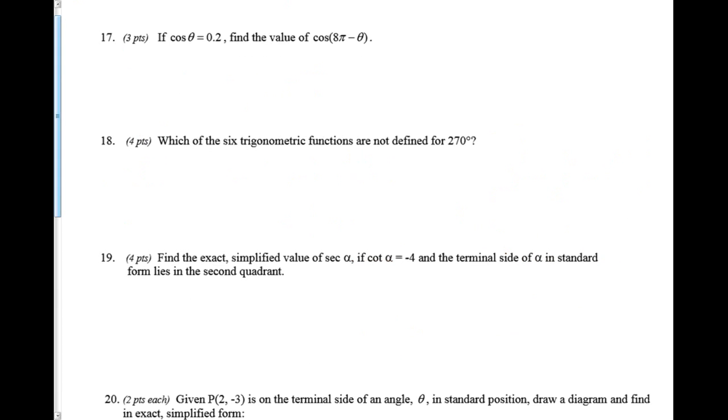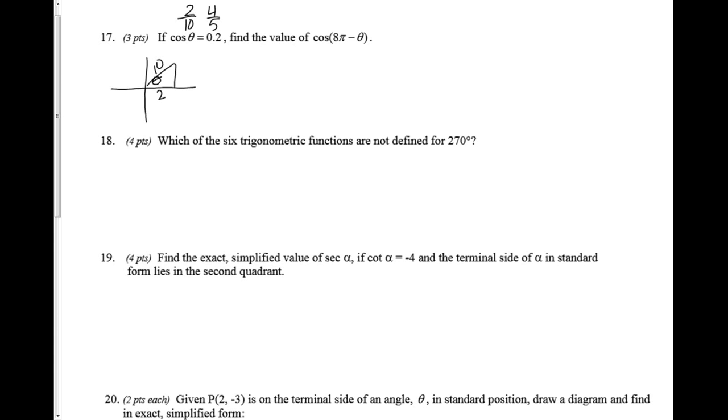Okay. Let's turn the page again for number 17. So we have the cosine of theta is equal to 0.2. What does that mean? The cosine of theta is equal to 0.2, and I'm supposed to find the value of the cosine of 8 pi minus theta. Well, let me just draw a random triangle here. If my cosine is equal to 0.2, you might want to call 0.2 2/10. However you want to think of it, in essence, the adjacent would be 2 and the hypotenuse would be 10.